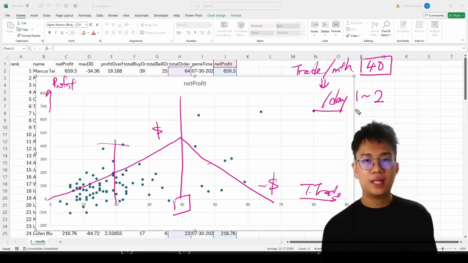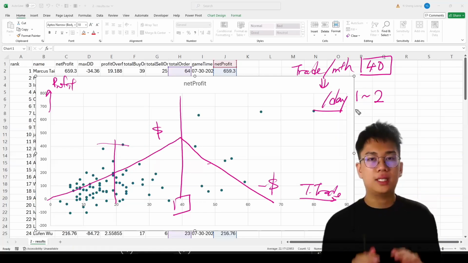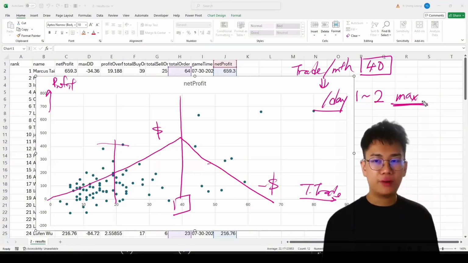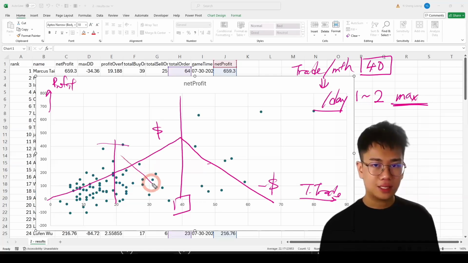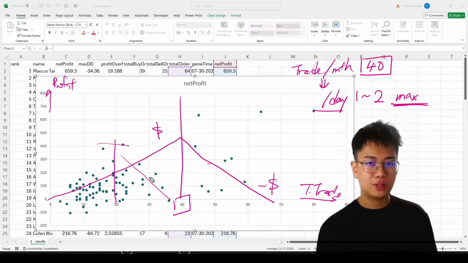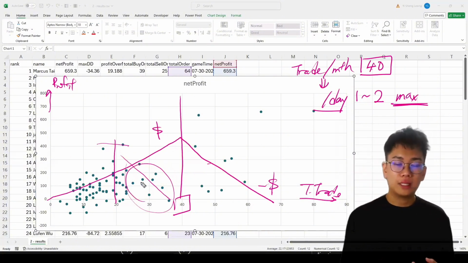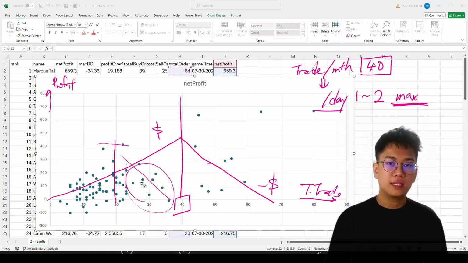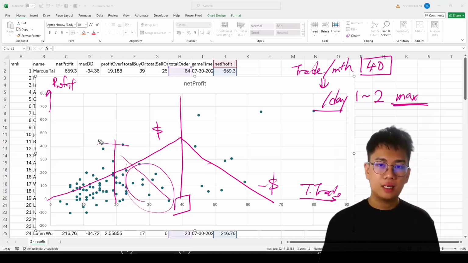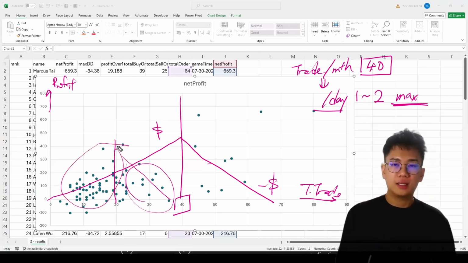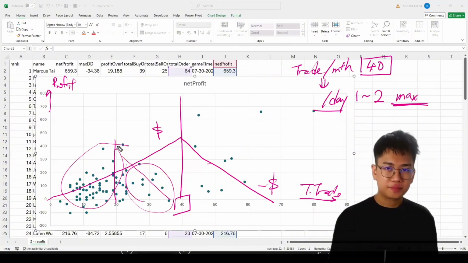Meaning that one day, 1 or 2 trades is already the maximum. Not minimum, not average. It's already the maximum of all of you guys. If you start to be trading more and more, you guys start to notice that at the later stage, you start to get lesser and lesser profit. If you want optimum profits, the level is here. Just trade 10 to 20 trades, you are done. You are happy, end of the day.